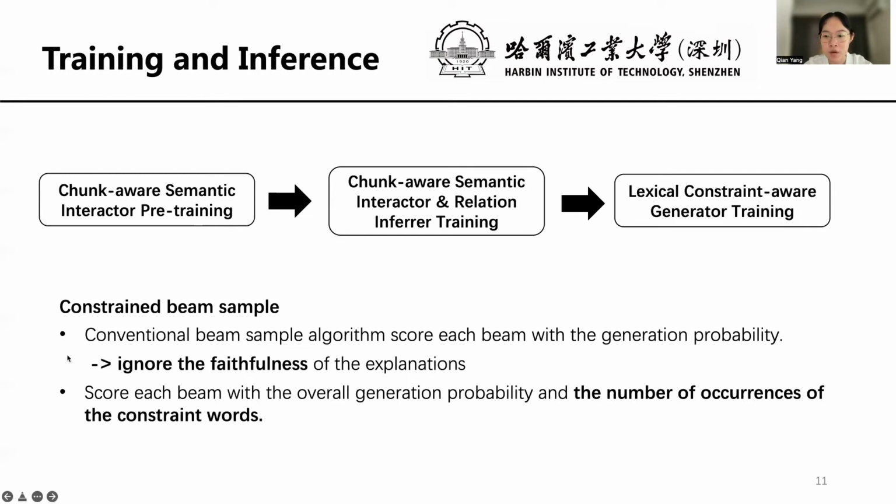Conventional beam search scores each beam with a generation probability, which ignores the faithfulness of the generated explanations. To alleviate this problem, we propose a constraint beam search that scores each beam with the probability and the number of occurrences of the constraint words.